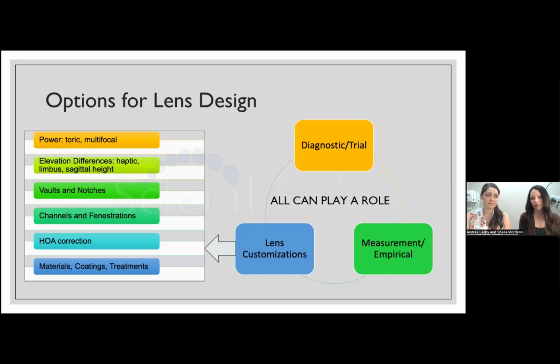Just to highlight some of the customizations that are available today, it's pretty amazing what we can do. For power, some of the additions to our standard optic have included now the torque power that we can put on the front surface. We've always been able to do a bi-torque on the back surface of a hard lens, of course, but when it comes to the actual vision and the optic, it's usually placed on the front. Then we can do multifocals. Elevation differences we've gone over. Vaults and notches are something that we obviously still use quite a bit at our office, that's for sure. And there's ways that we design them manually.